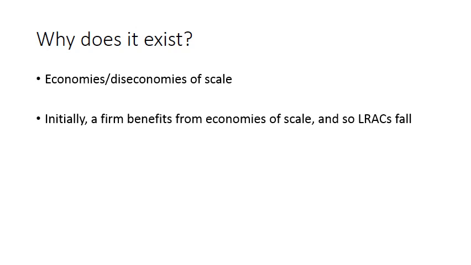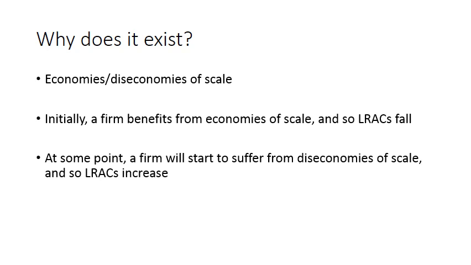We end up with a level that is our minimum efficient scale because of economies and diseconomies of scale. Now, obviously there are various sources of both economies and diseconomies of scale. This presentation is not going to focus on those. However, they are significant to the idea of minimum efficient scale. This is because initially what we expect to happen is a firm will benefit from economies of scale. And when you're benefiting from economies of scale, your long-run average costs are falling. But then at some point, the firm will actually start to suffer instead from diseconomies of scale. And when you're suffering from diseconomies of scale, long-run average costs are increasing instead.